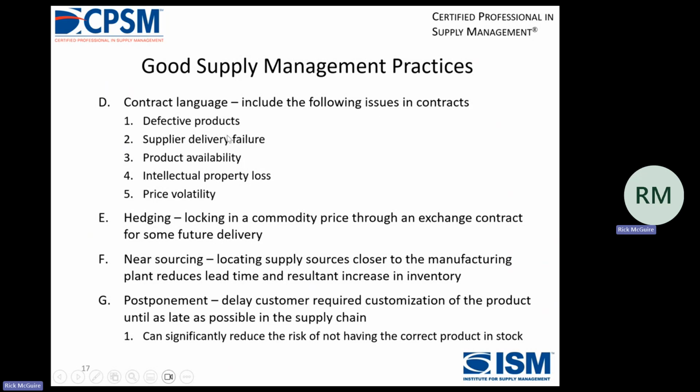Contract language, talk about what defective products, supplier delivery failure, product availability, intellectual property loss, price volatility, things you can all address in the contracts. Hedging through the commodity markets. Near sourcing, which is moving supply from Asia to maybe Mexico. And postponement. Delay customer required customization of the product until as late as possible in the supply chain. So don't do the customization at tier 3.